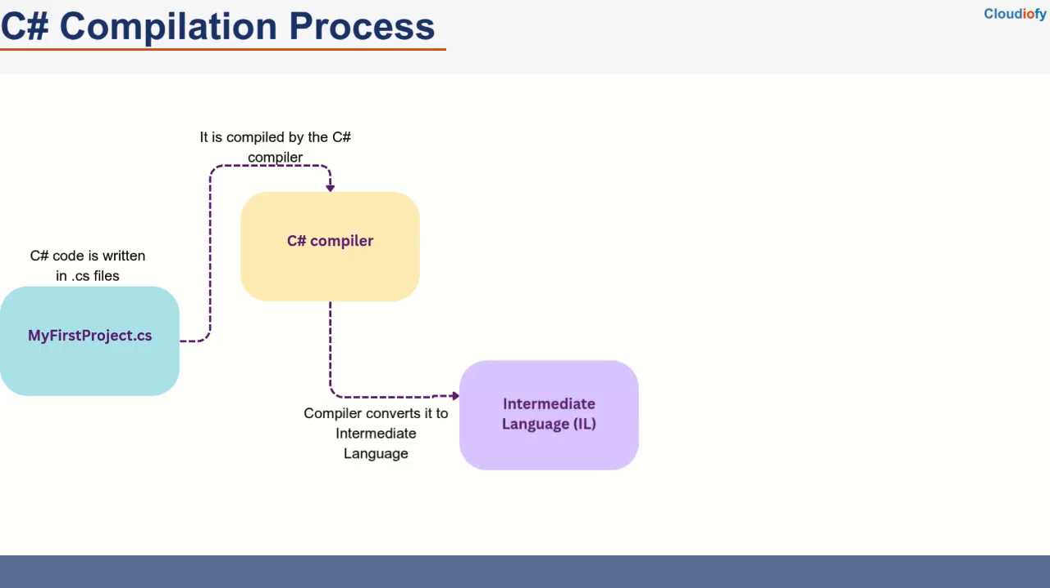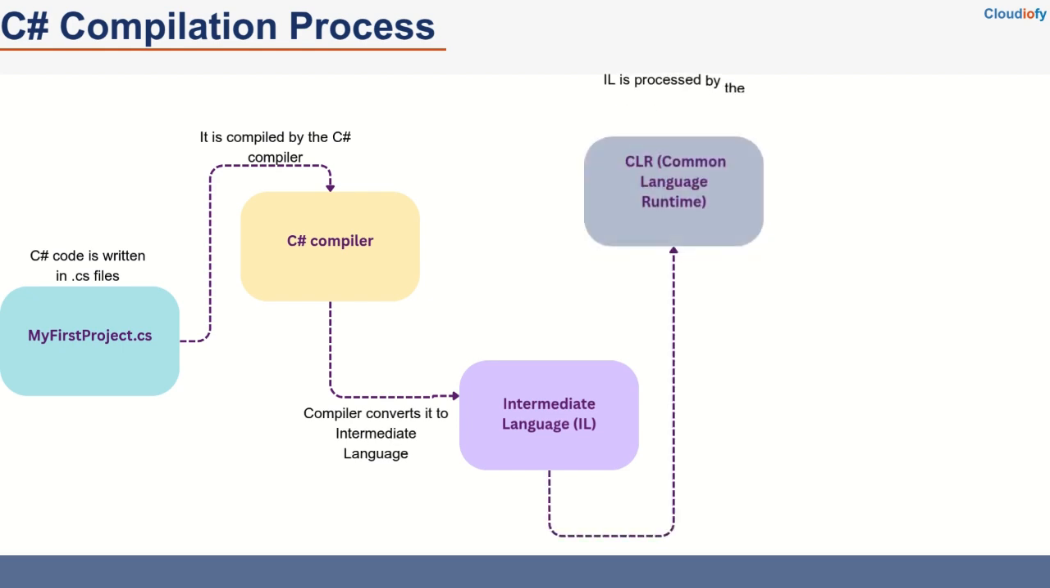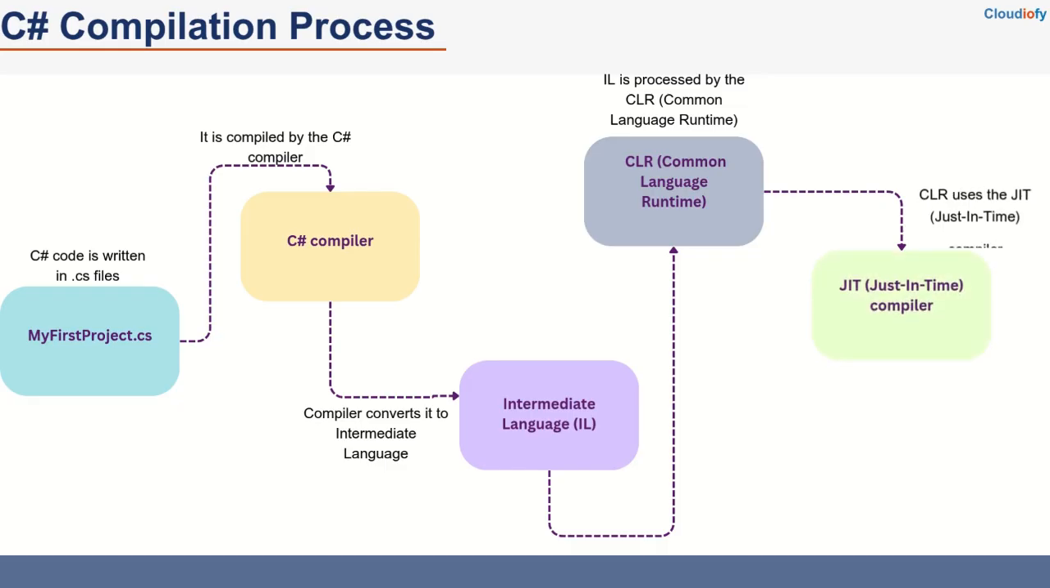This intermediate language is not directly understood by the machine. So, the Common Language Runtime, also called CLR, comes into play. The CLR runs this intermediate language using a special part called the Just-in-Time Compiler, or JIT. The JIT compiler translates the IL code into native machine code, which can finally be executed by your computer. This entire process ensures that your C# programs run smoothly and efficiently.